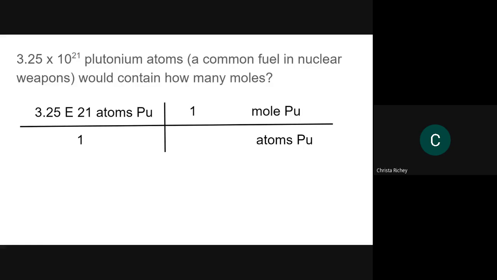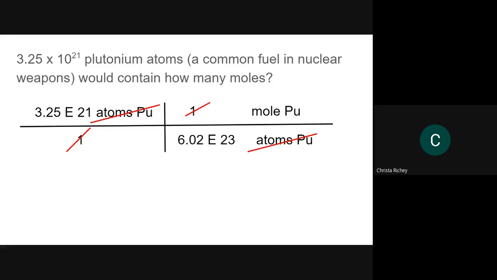One mole of any element, I don't care what it is, is going to have Avogadro's number worth of particles. Whether it's gold, carbon, in this case, nuclear weapon material. You would cross out atoms. Ones don't affect anything. And it's just a matter of making sure you can put this in the calculator the right way.